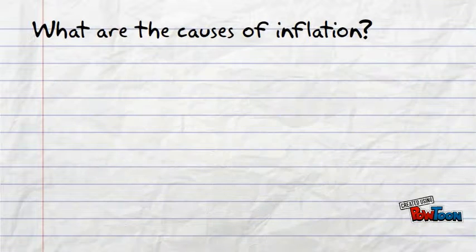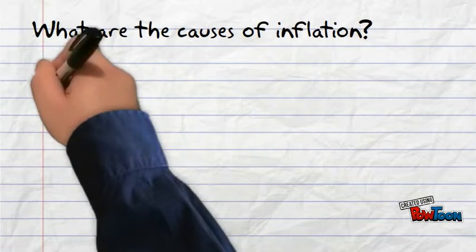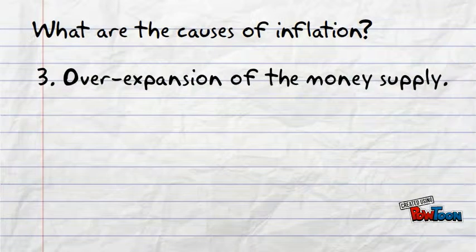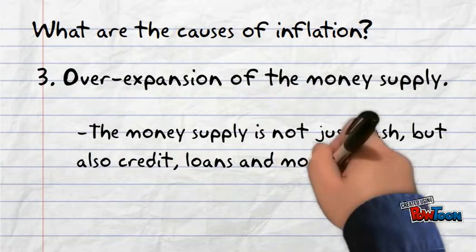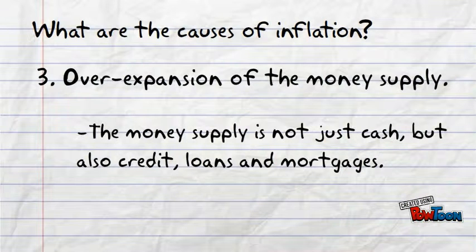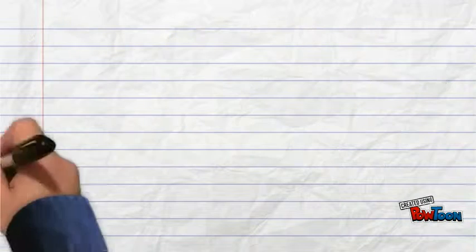A third cause of inflation is an overexpansion of the money supply. The money supply is not just cash, but also credit, loans and mortgages. When loans are cheap, then there will be too much money chasing too few goods, creating inflation.